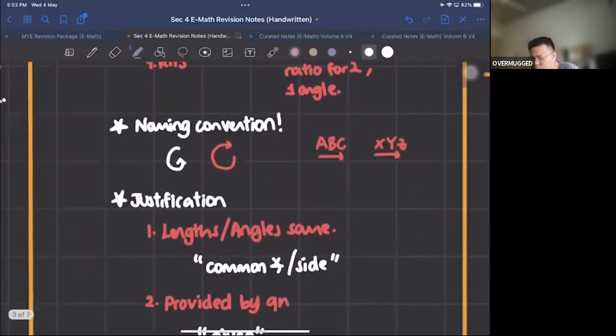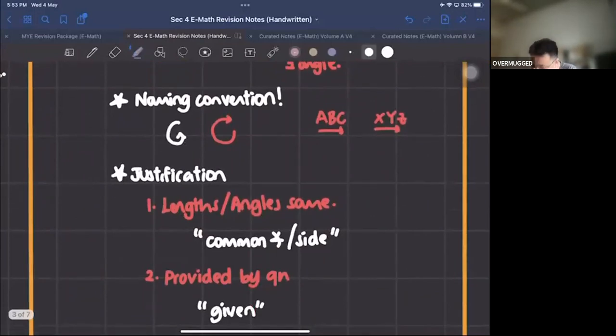Now I need you to remember a few things about this kind of proving questions. Now, naming conventions. This means that if you're going in a clockwise direction, we all need to go in a clockwise direction. What we do is to always draw out the triangle or use what the question gives you to actually identify how to label.